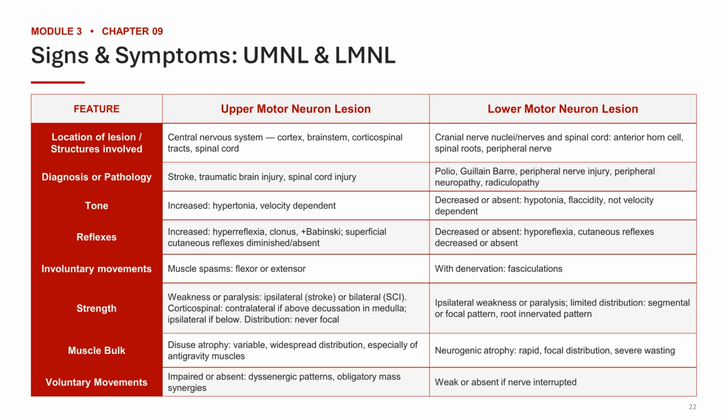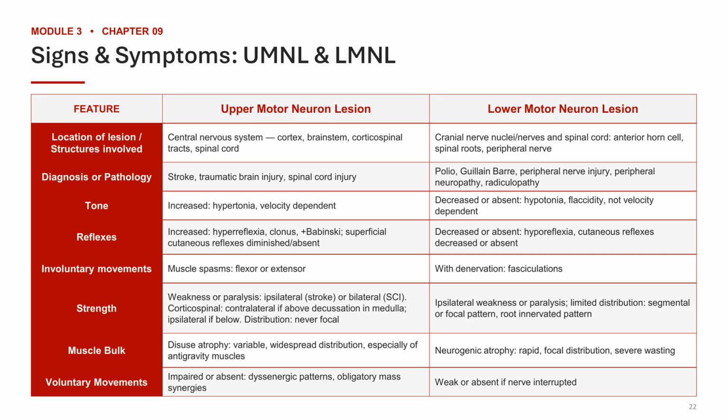Tone: increased and velocity dependent versus decreased or absent and not velocity dependent. Exactly the distinction we just drew. Reflexes, increased with clonus and a positive Babinski. And note the row that catches people out. The superficial cutaneous reflexes are diminished or absent in a UMN lesion. Deep reflexes rise, superficial reflexes fall. We will give that its own slide shortly.